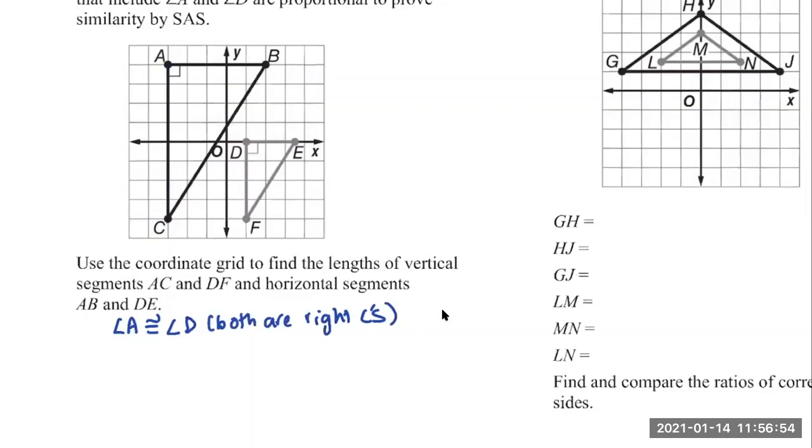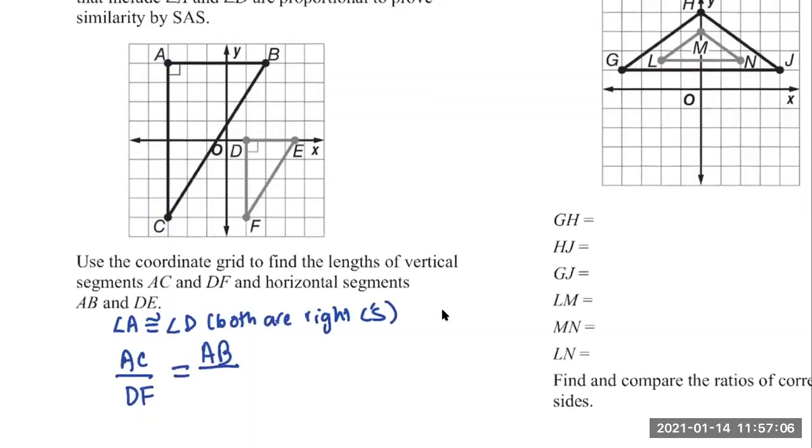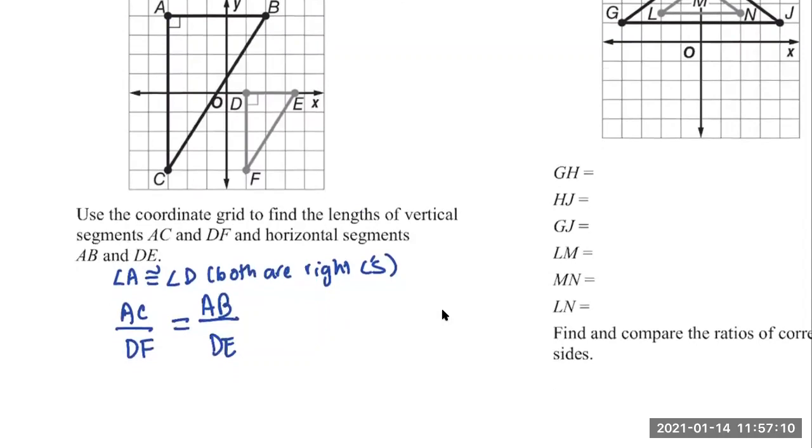DF. So maybe establishing the scale factor as AC to DF and showing that the other corresponding side, the AB, must match up with the DE, and that ratio that you guys have will show that it's in proportion. So go ahead and figure out what those lengths are and verify that they have the same scale factor. Okay, so go ahead and do that.